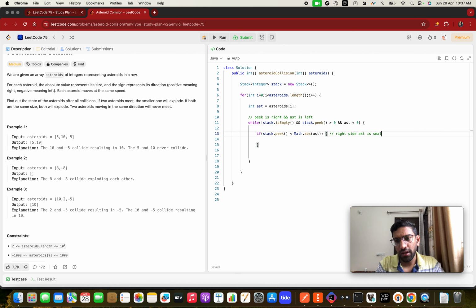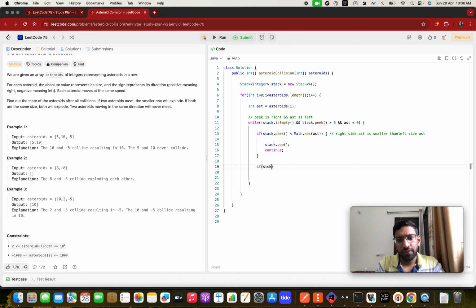is smaller than left side asteroid, then we need to pop it from the stack, because now it is an explosion. Our right side asteroid is smaller than our left side asteroid. It means our right side asteroid will not survive. Pop it from the stack and skip this loop also. Now we go to the next iteration.